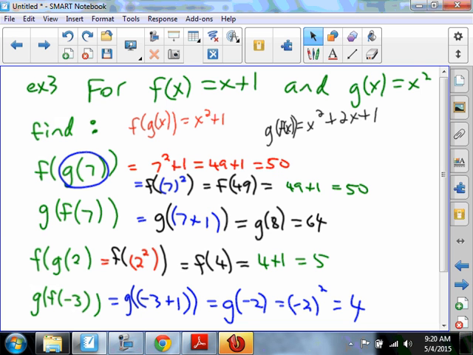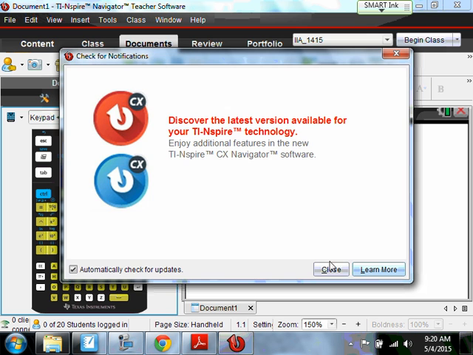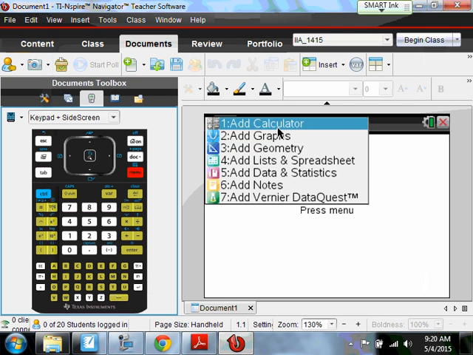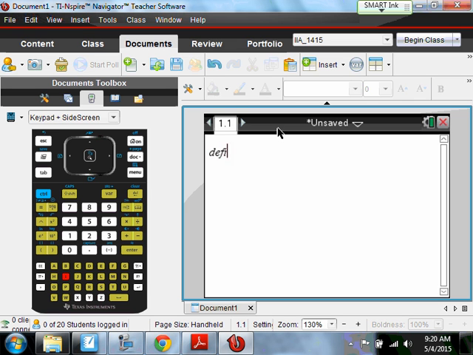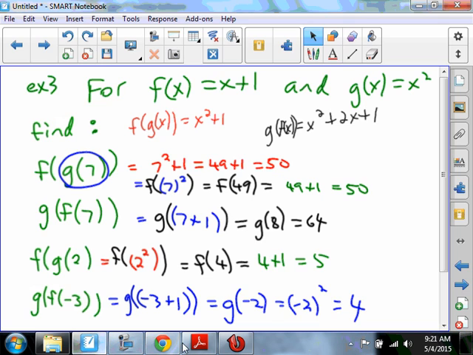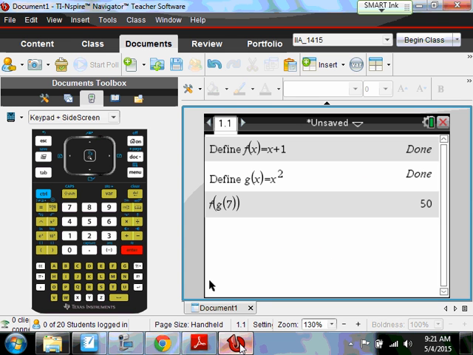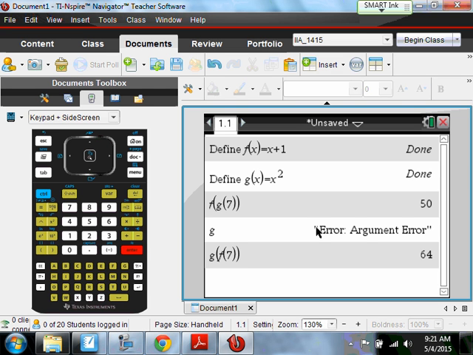Would we like to see how to do this on the TI Inspire? Check this out, it's so cool. On the TI Inspire, we're going to define the function f of x as x plus 1. We're also going to define g of x as x squared. And so then we could find f of g of 7, there you go, it's 50. Now g of f of 7. Let's try that again. G of f of 7. Bam. Do we get the idea? Questions, comments, concerns?